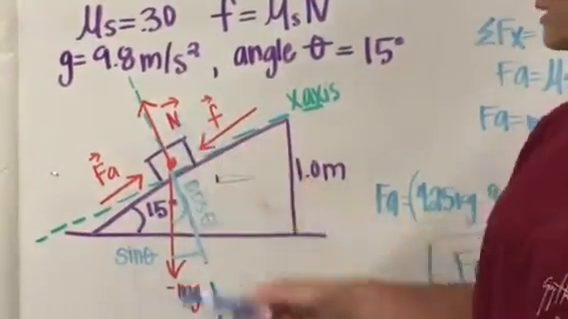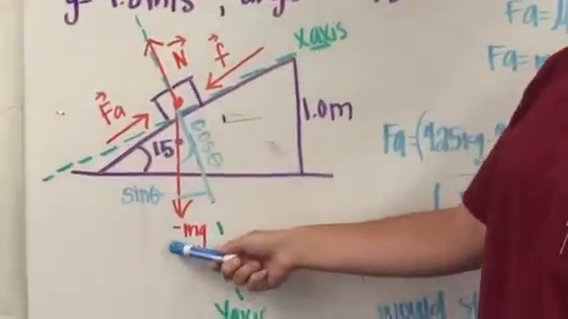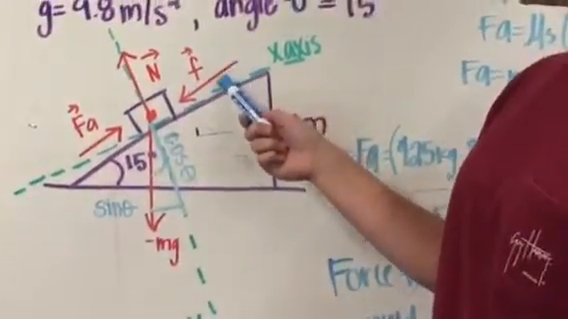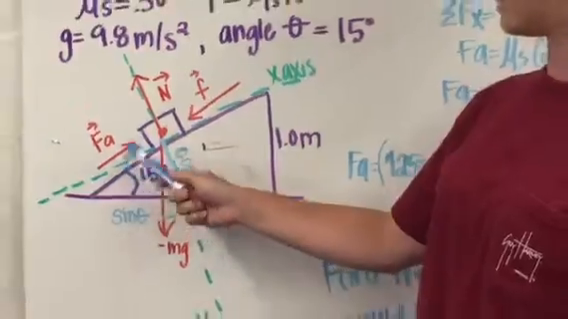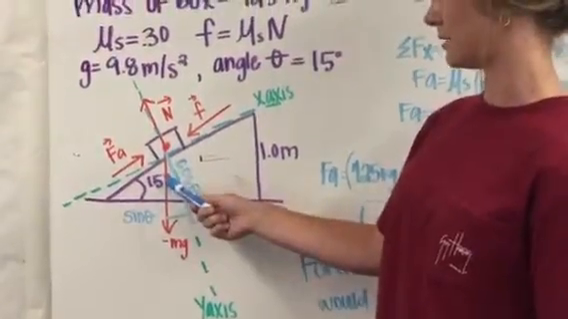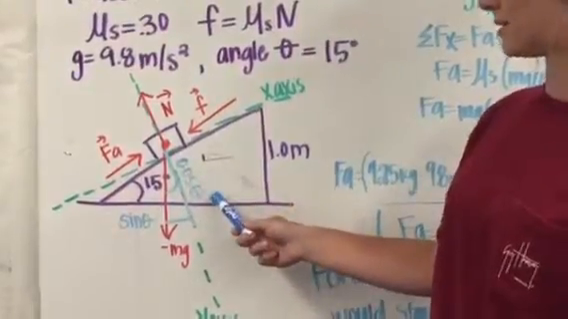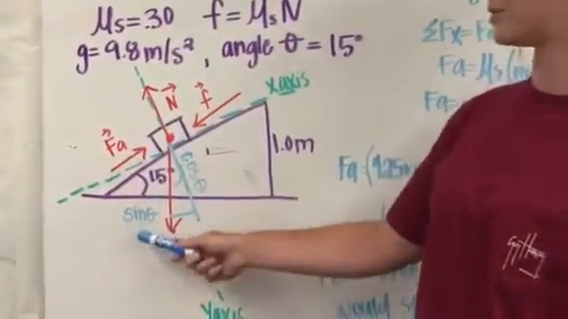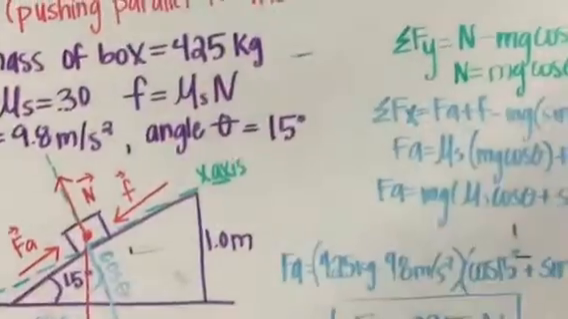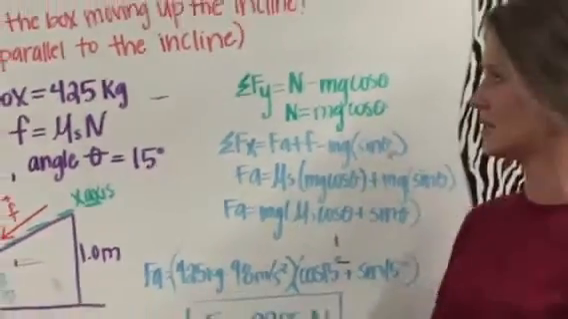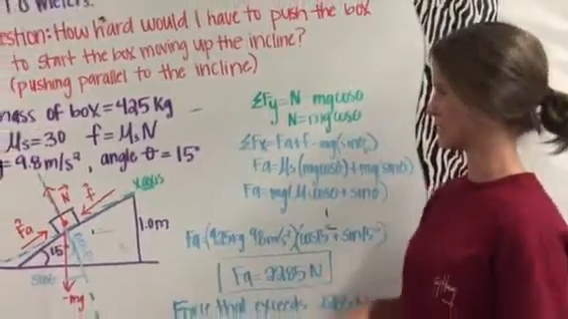We have the normal force, and then gravity, which is negative. We have the friction and the force applied, and we have our angle theta here. For the y-axis we use the cosine of theta, and for the x-axis we will use the sine of theta. Then you want to find the sum of the forces for your y and x directions.